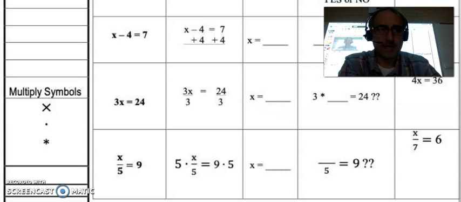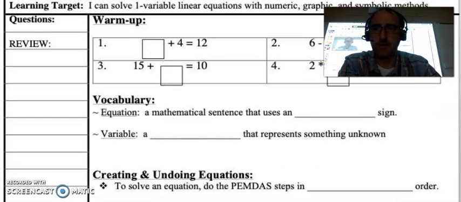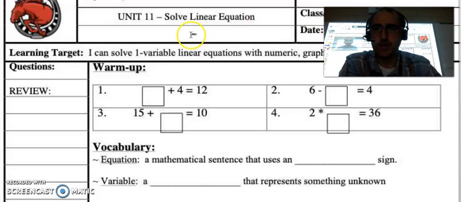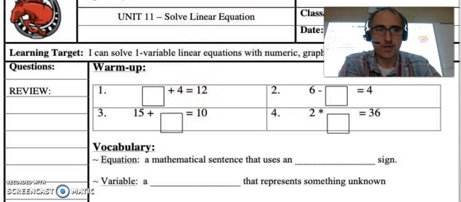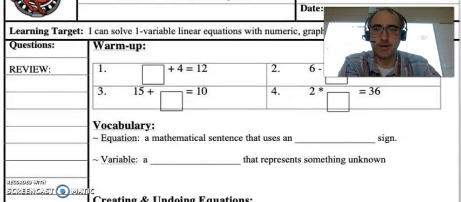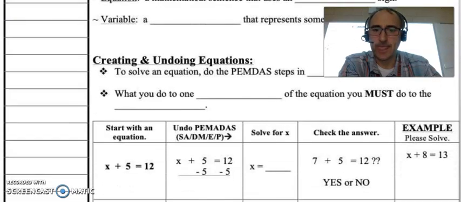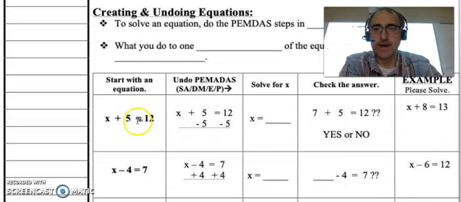Hello class. Yesterday we started solving for an unknown. We started solving linear equations for the letter x, but we could solve it for any letter. We did that through adding and subtracting. When we saw add, we subtracted.